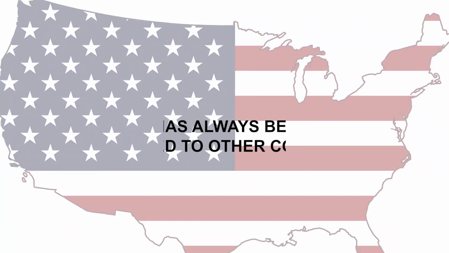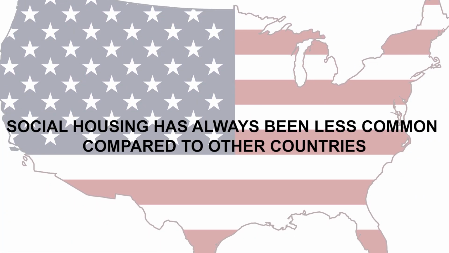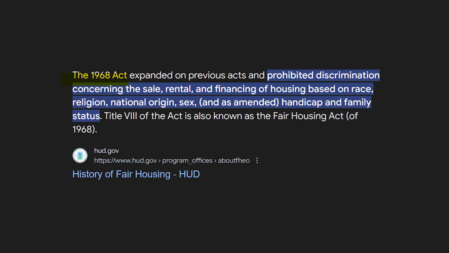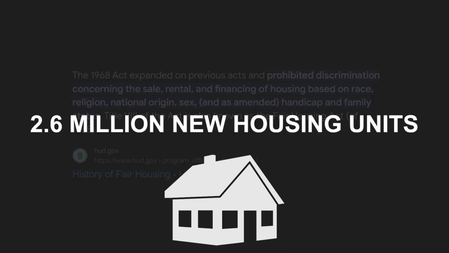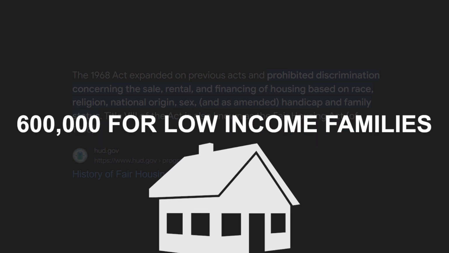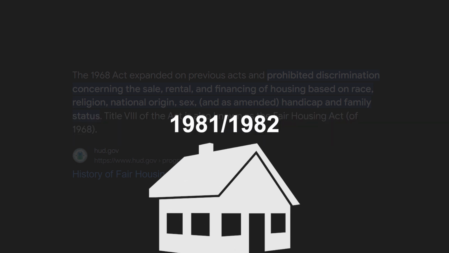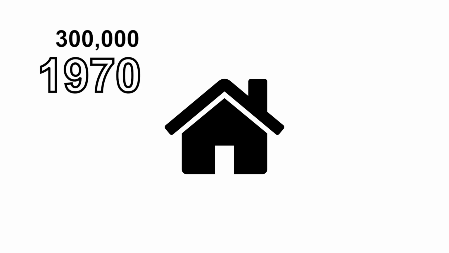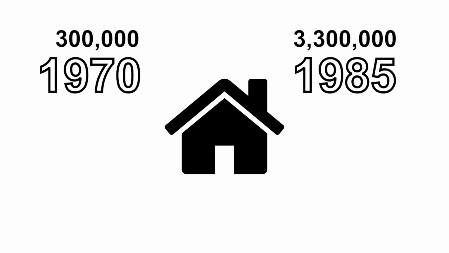In the US, social housing has always been less common compared to other countries. When the Fair Housing Act was passed in 1968, the plan was to build 2.6 million housing units each year, with 600,000 for low-income families. However, in 1981-1982, President Ronald Reagan stopped funding for public housing and cut rent subsidies for the poor. This caused a shortage of social housing, which dropped from 300,000 homes in 1970 to 3.3 million in 1985.